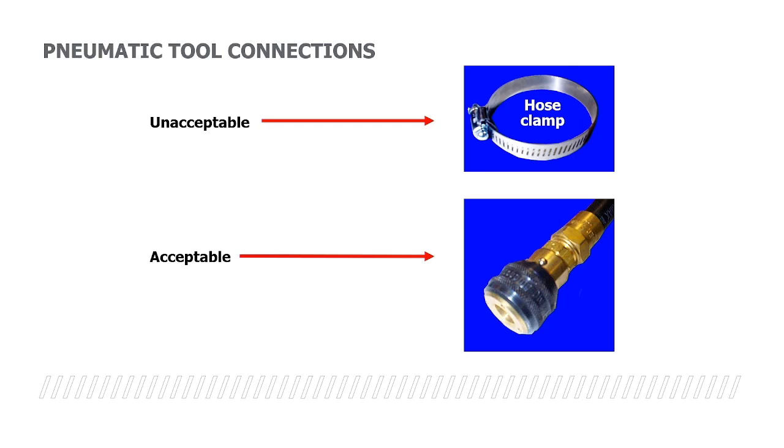The hose clamp is not a means of securing a pneumatic hose, but a more acceptable method is to use a crimp method, just like you see in the bottom of the screen right here. That's actually a crimp method that's being used on this particular hose right here, but also at the very top it does have the quick disconnect there as well.